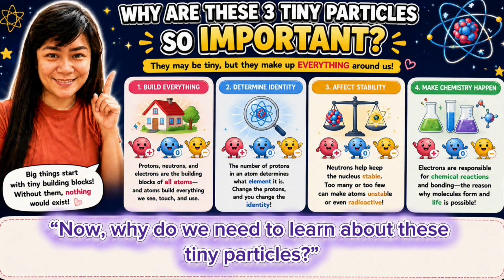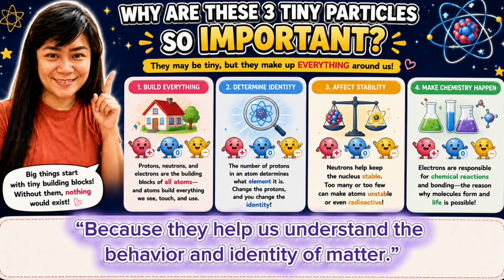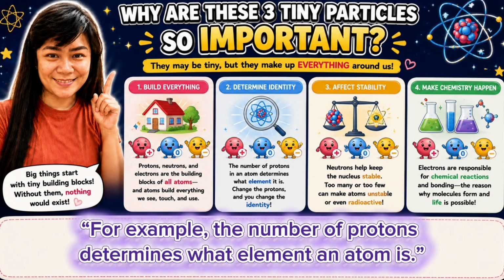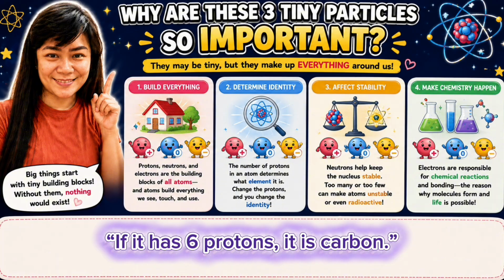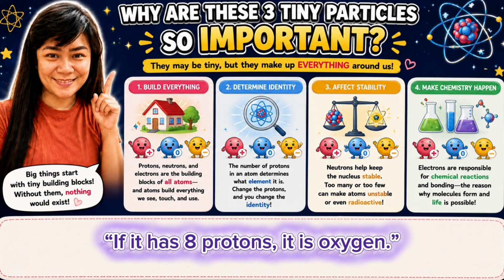Why do we need to learn about these tiny particles? Because they help us understand the behavior and identity of matter. For example, the number of protons determines what element an atom is. If an atom has 1 proton, it is hydrogen. If it has 6 protons, it is carbon. If it has 8 protons, it is oxygen.